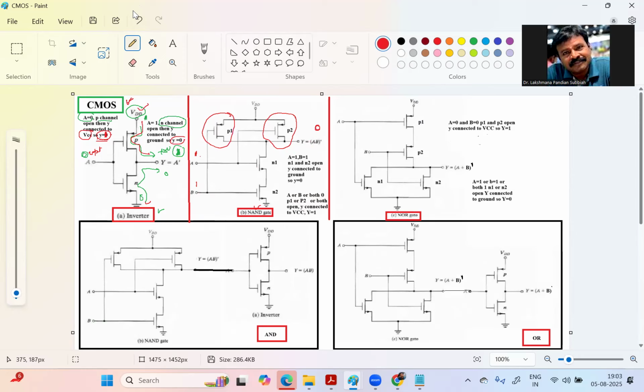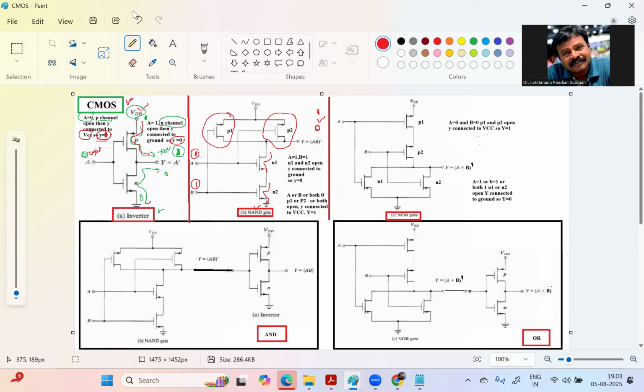How is it? If you are applying 1, then the N channel is open. So N1 is open and N2 is open. So at a time A should be 1 and B should be 1. Then only you will get the output 0. In all other possibilities, the output is 1, right?